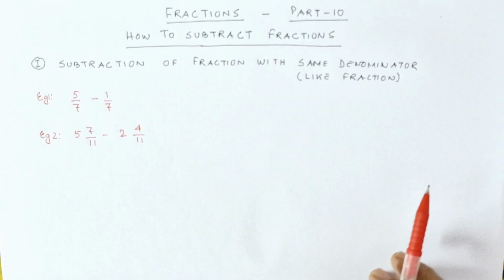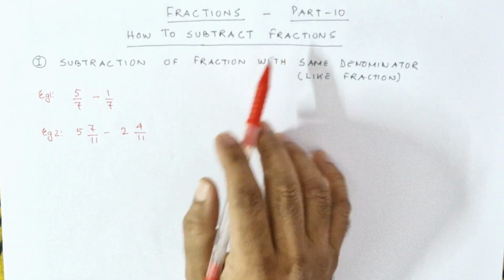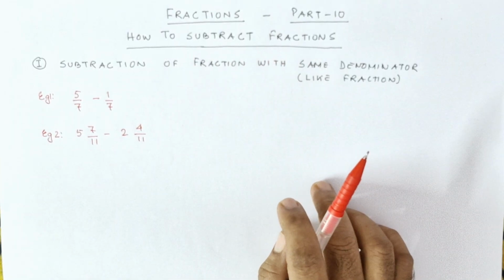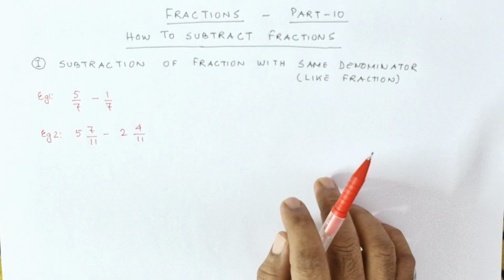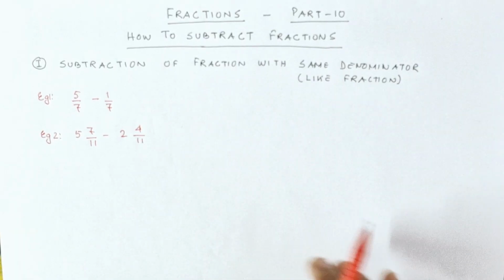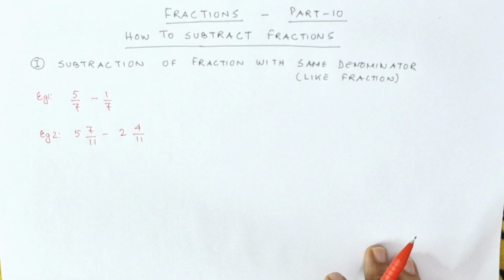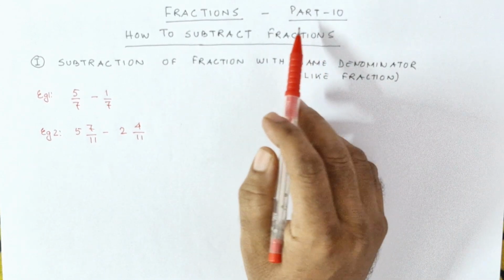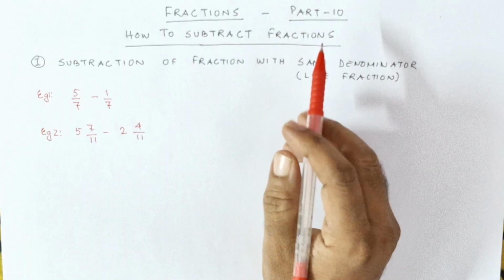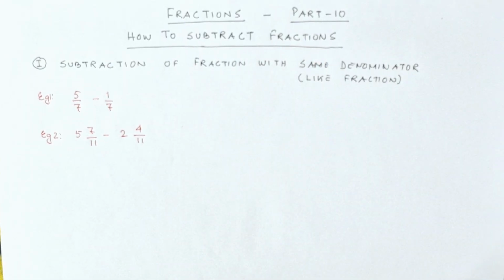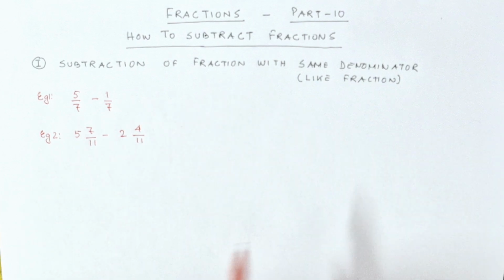Now today's topic is how to subtract fractions. So mainly we'll be focusing on subtraction of fractions with unlike denominators. But before moving on, we'll obviously be seeing subtraction of fractions with the same denominator. Now this is part 10 of the fraction series, right? So we have already gone through how to add fractions, right? So in a very similar sense, we'll be doing the process in subtraction also.